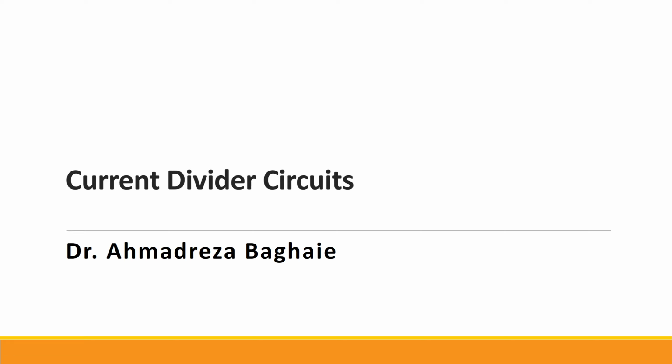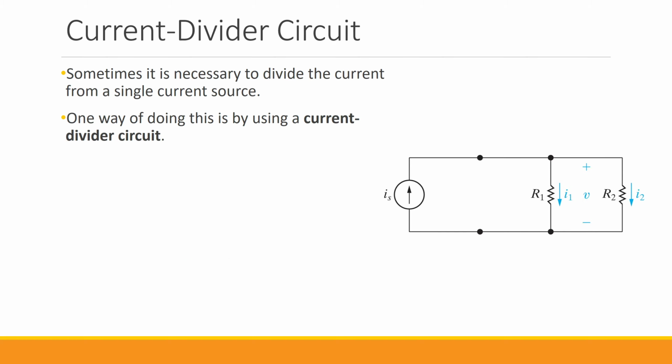In this video, I want to talk about the current divider circuits. Like we saw for the voltage divider circuits, in which we sometimes needed to create some additional voltage levels for our circuits, sometimes it's also necessary to divide the current from a single current source as well. One way of doing this is by using a current divider circuit.